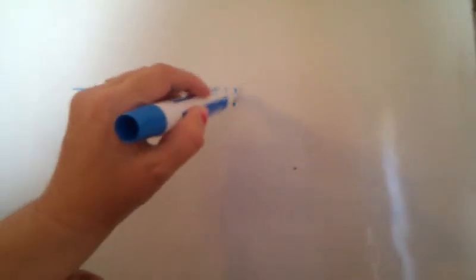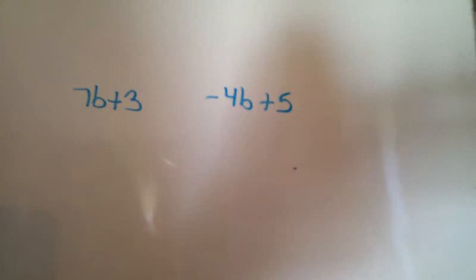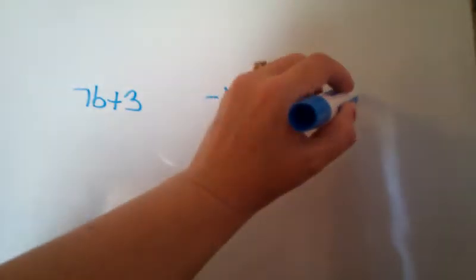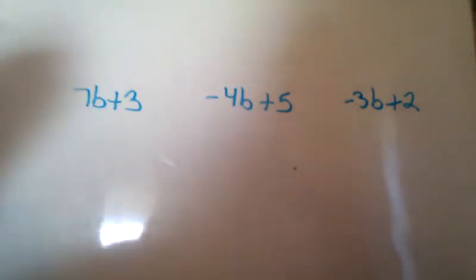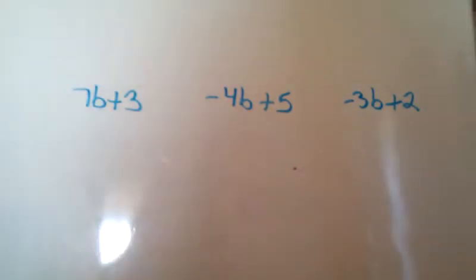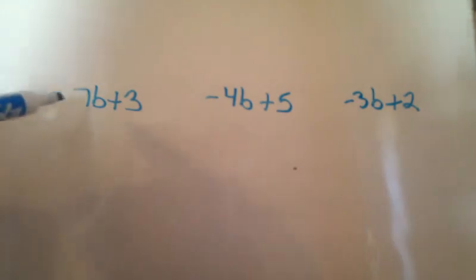Okay, go to number 11. Number 11 says, okay, I want you to add them. Okay, so I have 7b plus 3. I have negative 4b plus 5. And negative 3b plus 2. Okay, it wants me to add them. It wants me to do it up and down, so we can do it up and down. I really don't care if you do it up and down or across or how you do it, but it wants it up and down.